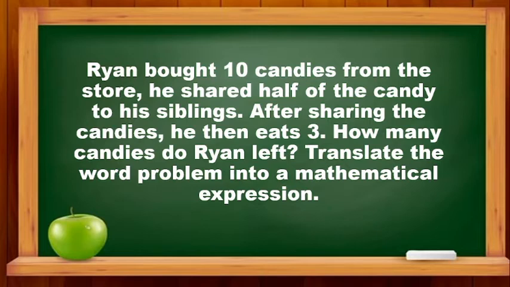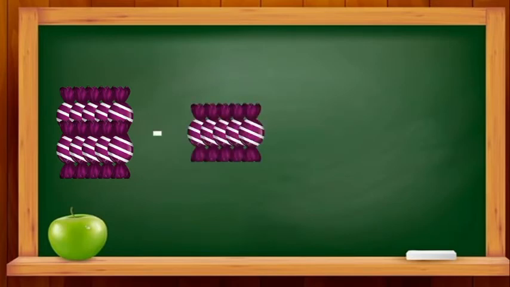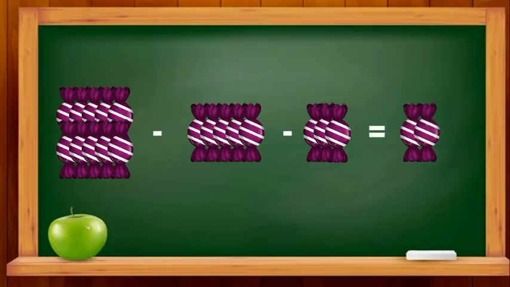Translate the word problem into a mathematical expression. So, as the problem stated that Ryan bought 10 candies, he then shared half of the candies to his siblings. So let us divide it by 2 or subtract half of the candy. And then he eats 3 after sharing. So the question, how many candies does Ryan have left? So the answer is 2 candies. So I think it is very easy, right? So second problem.